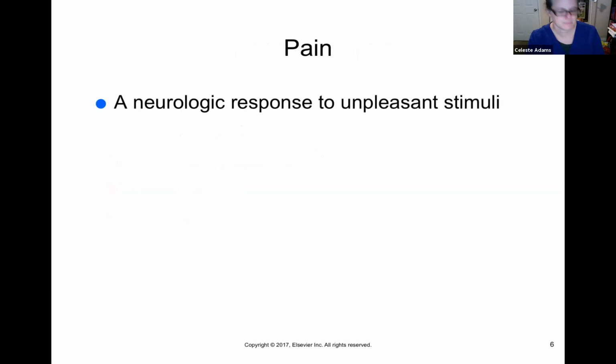Next. Okay. So the definition of pain is a neurologic response to an unpleasant stimuli. Okay. That is the basic definition. Any unpleasant stimuli, whether it be a cut or bruise, a trauma of some kind, just an unpleasant stimuli, the brain is going to respond to it. And how the brain responds to that unpleasant stimuli is called pain. Okay.